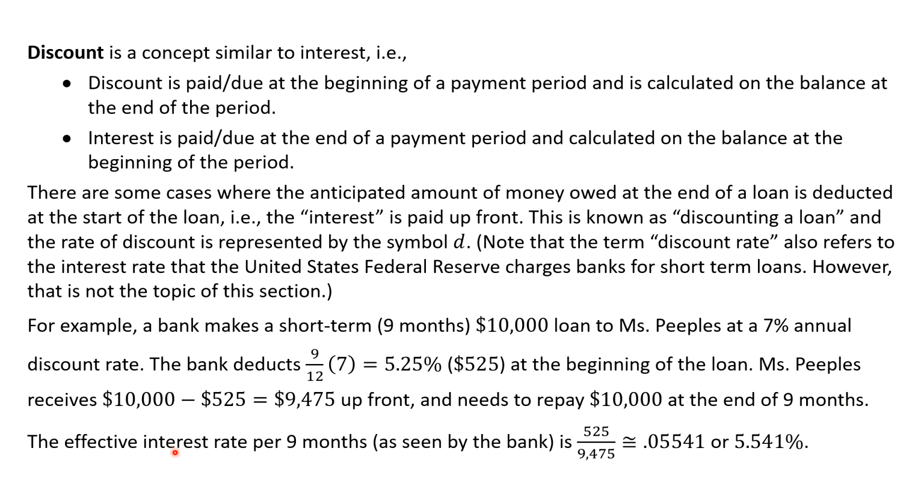So the effective interest rate per 9 months is 525 divided by the amount of the money that was actually given to Ms. Peoples. And so that comes to 5.541%. Okay, so let's continue. I'll give you some general formulas now for the discount.